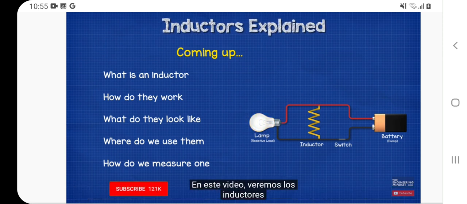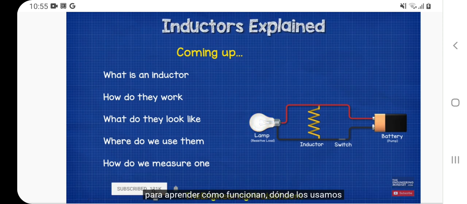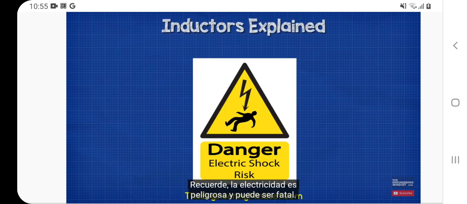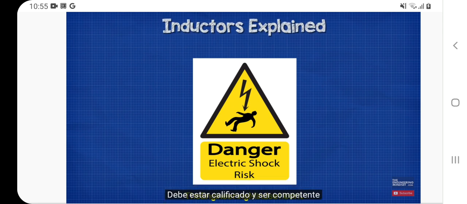In this video, we're going to be looking at inductors to learn how they work, where we use them and why they're important. Remember, electricity is dangerous and can be fatal. You should be qualified and competent to carry out any electrical work.